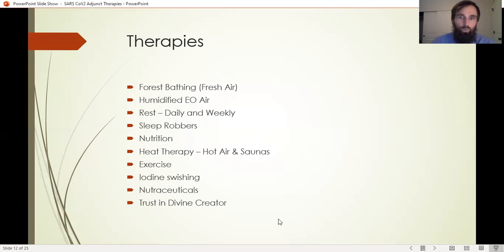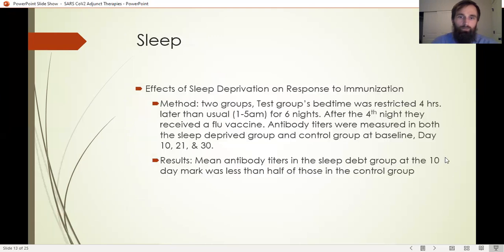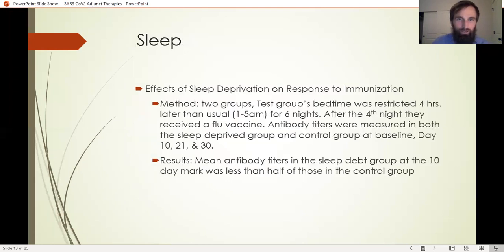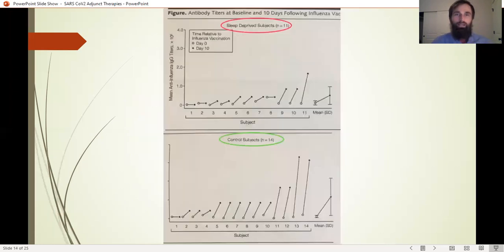So where are we at? We've gone through a lot of these so far. We're going to talk about rest, and we're going to talk about sleep robbers. We still have to talk about a lot of different things, and we're already over our time. But sleep, I'll just look at this one real quick.